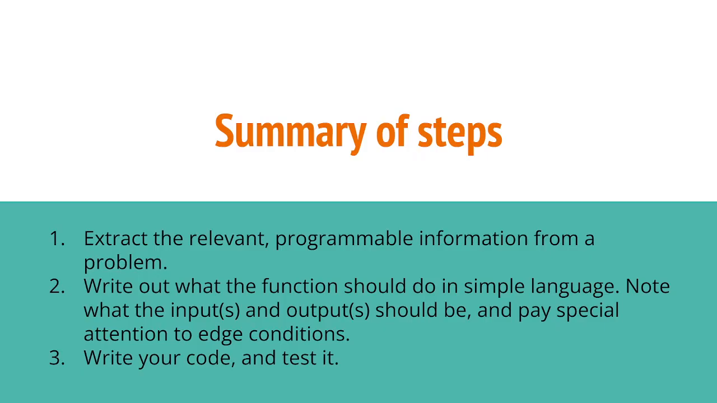Now that we have seen a basic function, let's discuss a summary of the steps. 1. Extract the relevant programmable information from a problem. 2. Write out what the function should do in simple language. Note what the inputs and outputs should be and pay special attention to edge conditions. And 3. Write your code and test it. That is our basic function in Python for beginners.